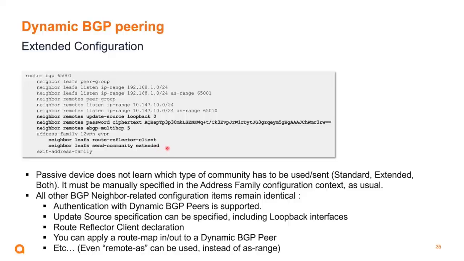But the worst thing here to note is that you can obviously use all the BGP configuration items, as it remains identical to a static peer or a static peer group. So it includes the authentication, the update source interface, the route maps, the route reflector client declaration, and even if you want to keep using the remote AS argument, you can use it with a dynamic peer group instead of the AS range option.